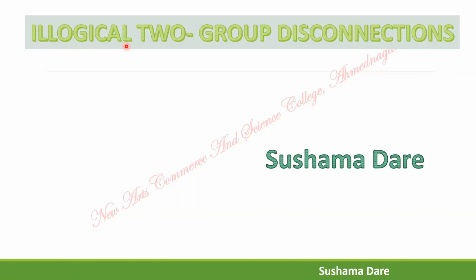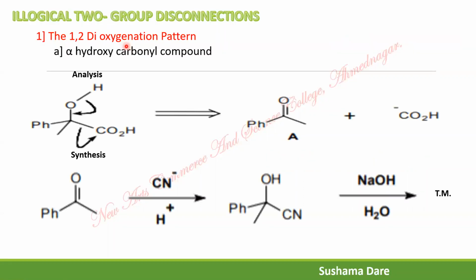Now, under the heading of illogical two-group disconnection, first of all, we have to talk about the pattern, that is the 1,2-dioxygenation pattern. Under the 1,2-dioxygenation pattern, the first subpoint we have to discuss is alpha hydroxycarbonyl compound. Now, the first target molecule is this, where this criterion is fulfilled. So, how do we go about the 1,2-dioxygenated pattern?